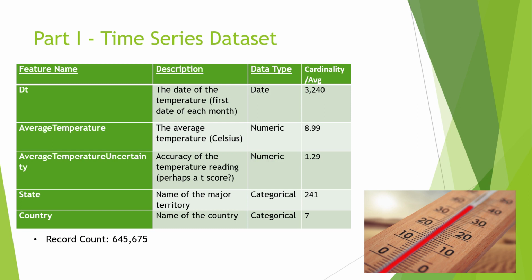If we look at the table on the slide, I summarized some of the things I'd already talked about with the dataset, such as the record count, and I laid out the features as well. There were a total of 5 different features in this dataset. It was the date, which is when the temperature reading was taken; the average temperature, which is in Celsius; the average temperature uncertainty, which I believe is some kind of a t-score; and then the state, which in the United States they're called states, but they may be called something else in different countries, but that's the name of the field. And then the country.